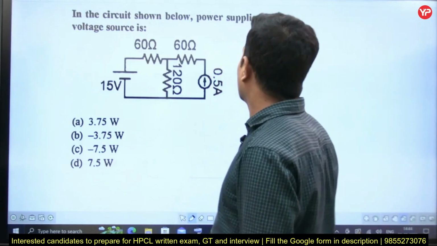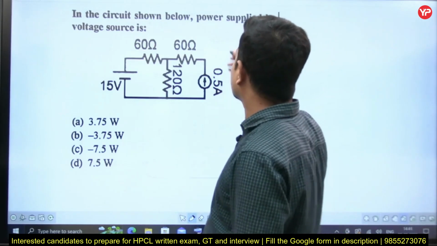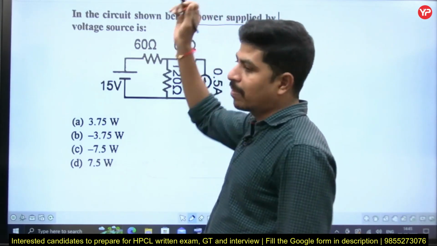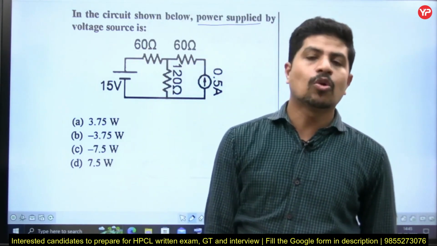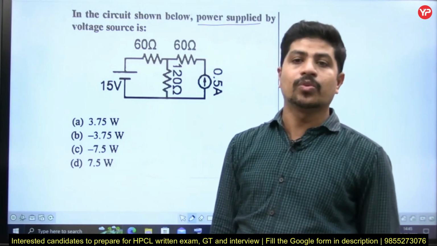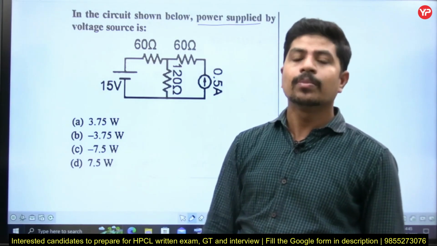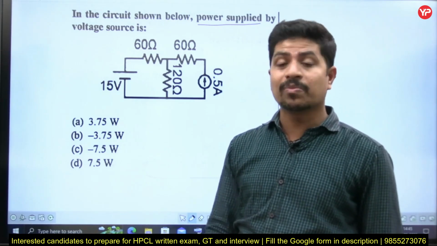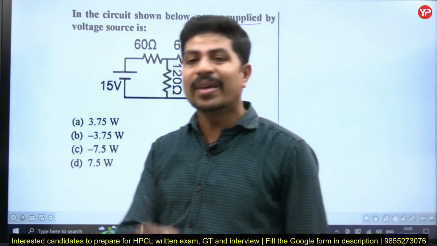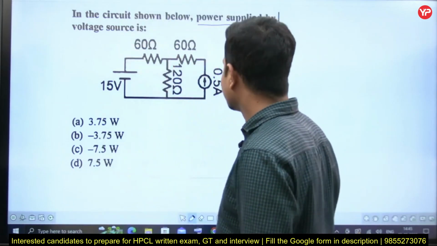In the circuit below, the power supplied by the voltage source, underline power supplied. Generally, source means it has to supply. If it is supplying, power is positive, but if it is absorbing, it is negative. Load means it has to absorb. If it is absorbing, power is positive. Suppose if the load is supplying, it will be negative. Please do remember that.